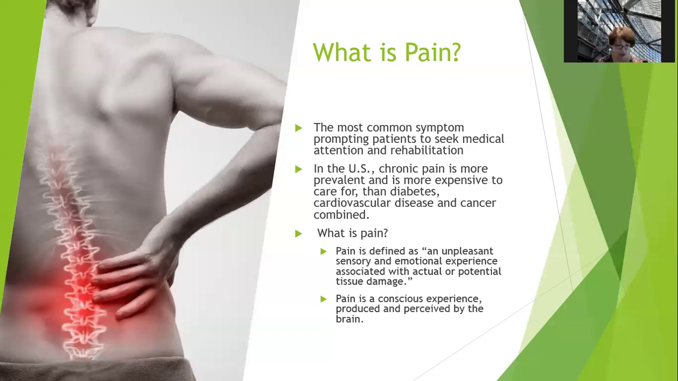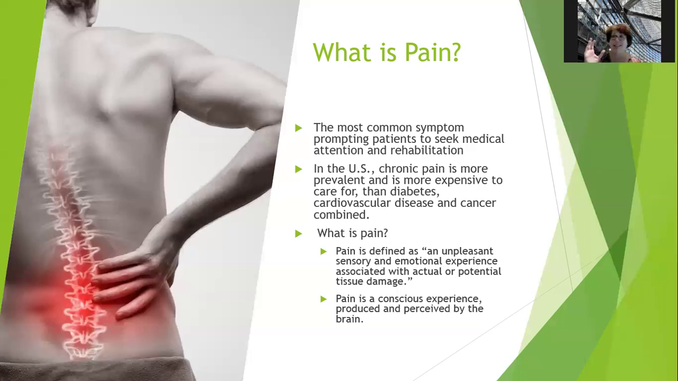Pain is defined in general as an unpleasant sensory and emotional experience associated with actual or potential tissue damage. So you don't have to have actual tissue damage to be in pain, which is crazy, right? But you can have tissue damage without pain, you can have pain without tissue damage, and you can have them both together. So your brain gets to decide. But it is a conscious experience, it's produced and perceived by the brain. So the brain can produce pain with input and without input.